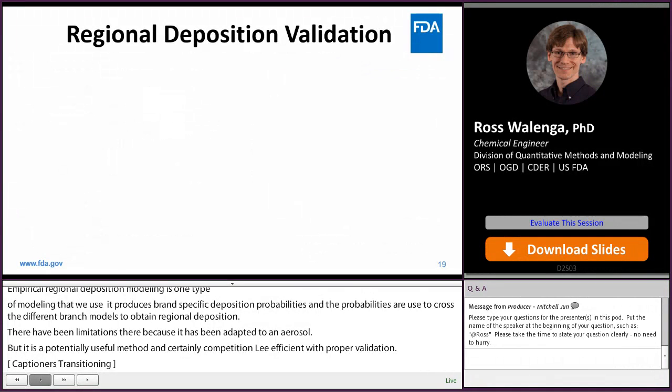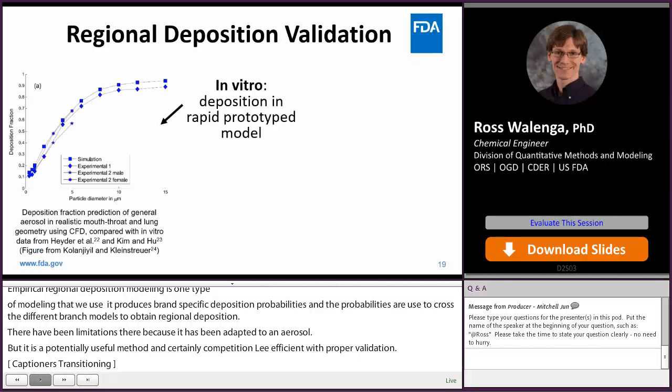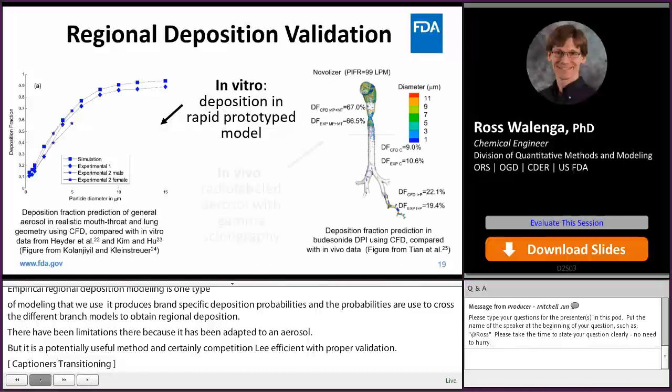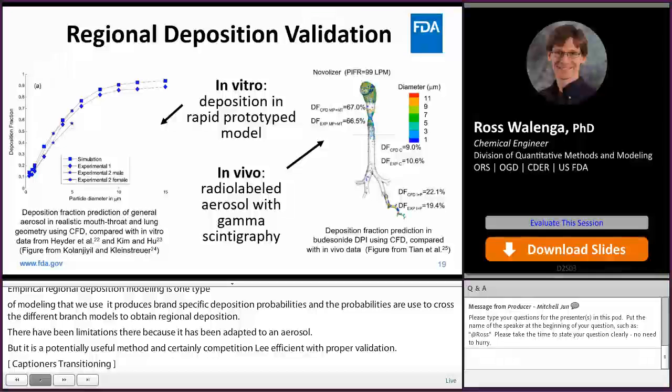So without talking too much about verification, I'll talk about validation a little bit. Say you're trying to validate regional deposition predictions, for example, and I mentioned CFD before. In this case, you could compare CFD regional deposition predictions to data collected in vitro with a rapid prototype model. Or you could compare it with in vivo data collected with gamma scintigraphy. In the figure on the right, you can see CFD predictions compared to gamma scintigraphy data for both central and peripheral regions. So you're validating both your large and your small airway deposition.